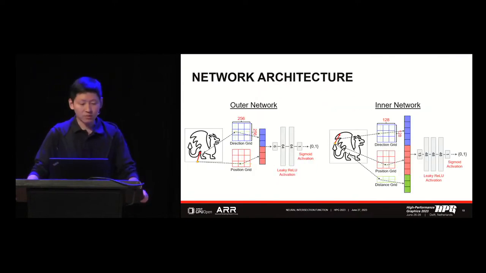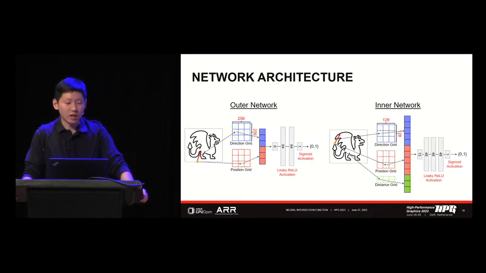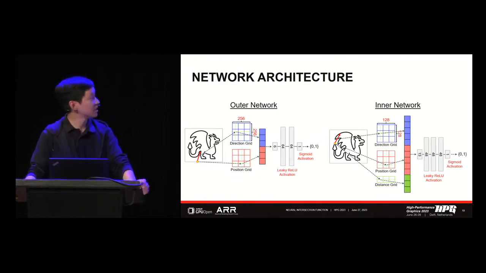Yeah. So this is the actual architecture in detail. Here, as I explained, for the outer network, there are two grids, one for directions and one for positions, and they are 256 squared in resolution. For each one, we retrieve trainable feature vectors. Both of them are 3D, so by concatenation, there will be 6D. And then we supply this to our MLP.